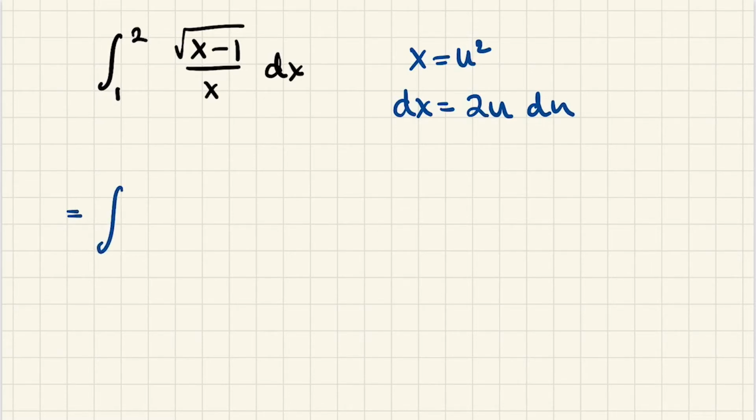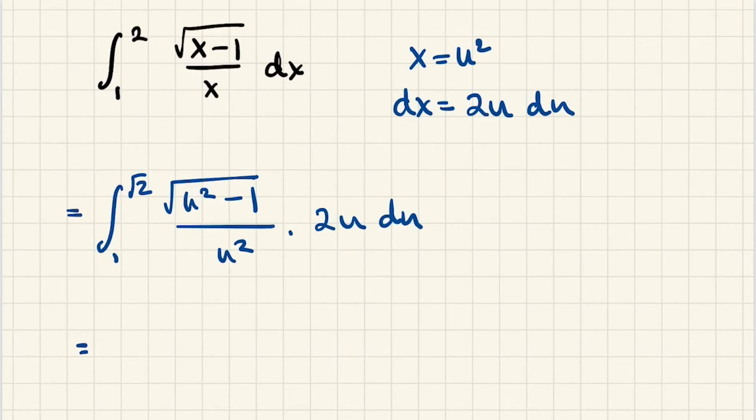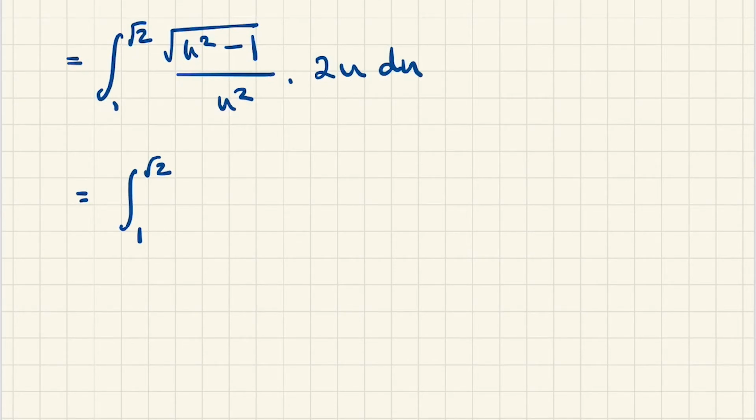So this would be the integral, worry about the bounds in a second, of the square root of u squared minus 1 over x, which is u squared, and dx, which is 2u du. And now when x is equal to 1, u is equal to 1. And when x is equal to 2, u is equal to rad 2. All right, and we can cancel a u factor, so what we have is the integral from 1 to rad 2 of 2 times the square root of u squared minus 1 over u du.